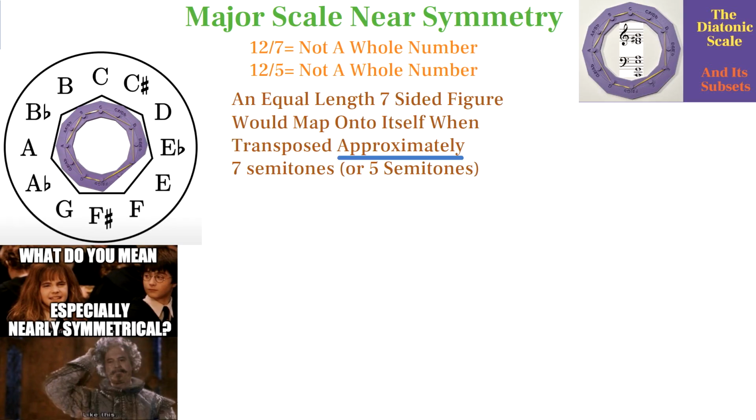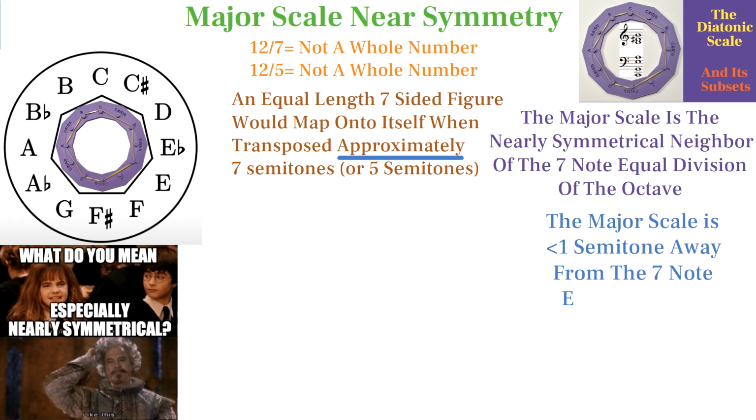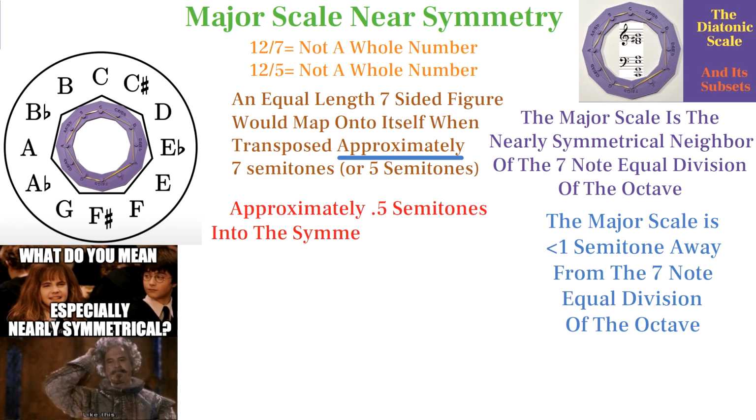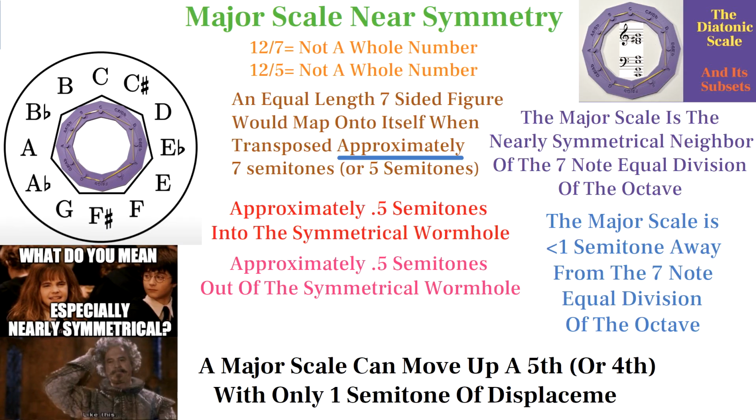So what's the major scale's relationship to this 7-note equal division of the octave? We could say the major scale is like the nearly symmetrical neighbor of it, and how many semitones is it away? The math is a bit complicated, but the simple answer is less than 1. So if a major scale wanted to move into the 7-note equal division wormhole, it'd take less than 1 semitone of displacement, and to move out of it on the other side of pitch space, it'd also take less than 1 semitone.